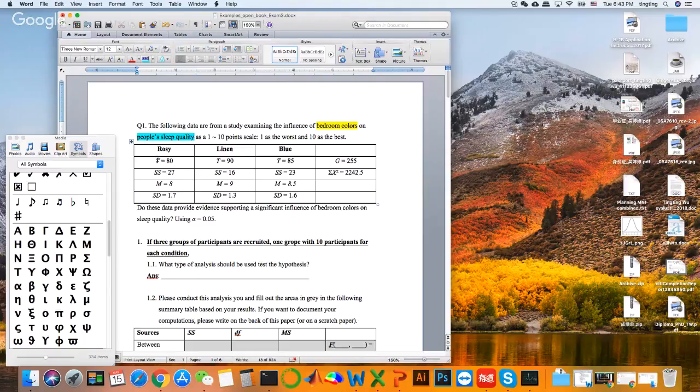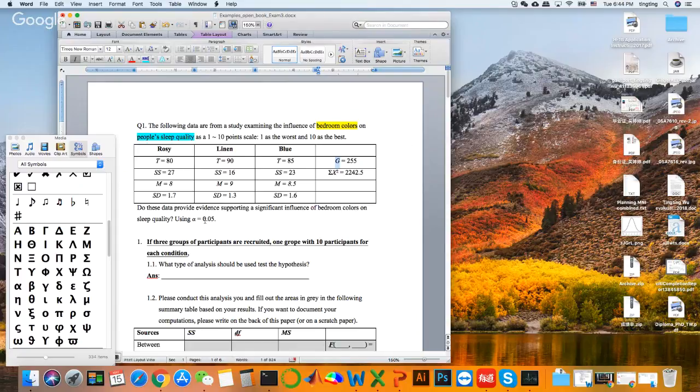So for these numbers, if you remember the notation for ANOVA, T is the total, the condition total in each condition, and SS is the sum of squares of this condition, and M is the mean. s is the standard deviation, right? G is the grand total, meaning the total across all scores. And sigma x squared is the sum of the squares of each score: we compute the square of each score and then compute its sum.